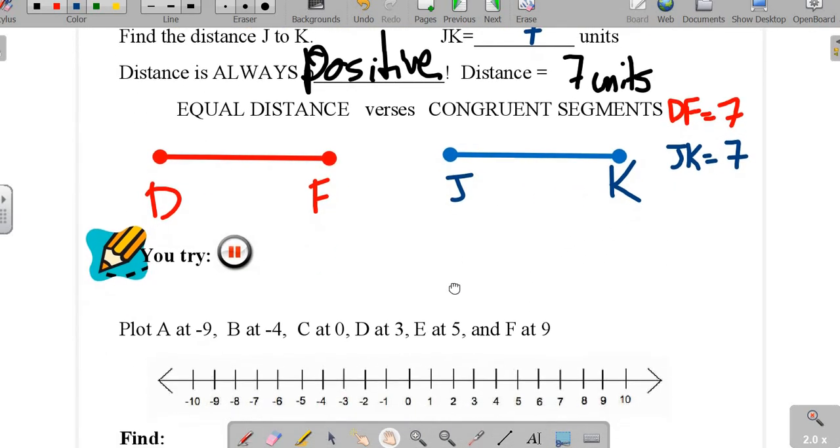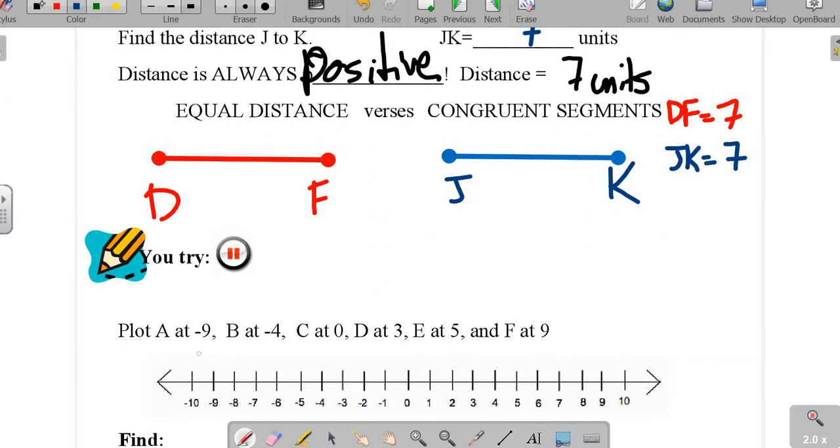Now, since the measures are equal, we can say that equal distance. Then we can say that the segments themselves are congruent. That means physically the same length. And when I want to reference DF, the segment, I would write DF with a line and JK with a line. That's talking about the physical segments, not the numerical measurement. I can say DF, the segment, and JK, the segment, are congruent.